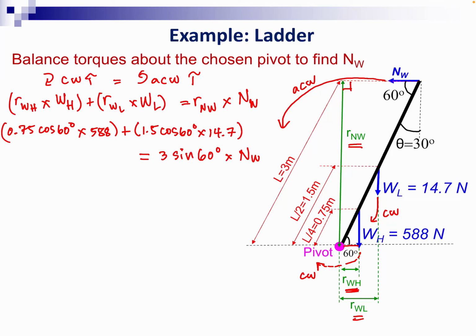Right. Does it make sense how we determine the moment arms? Okay. Because I think that's probably the crux of the problem here. Once you've determined the moment arms, then you can solve for NW.